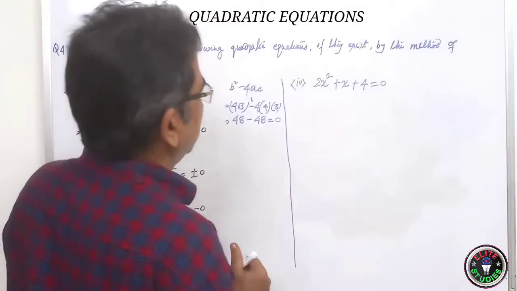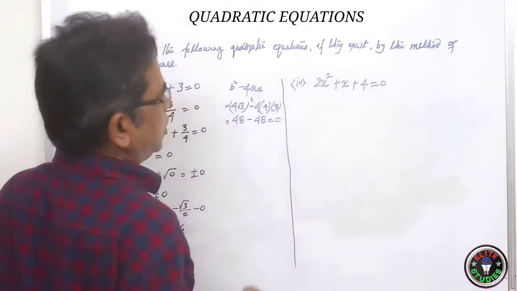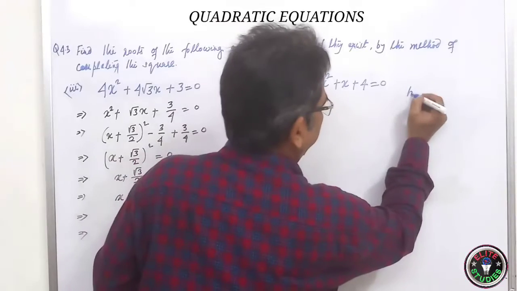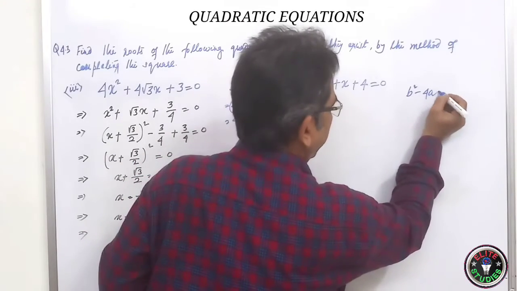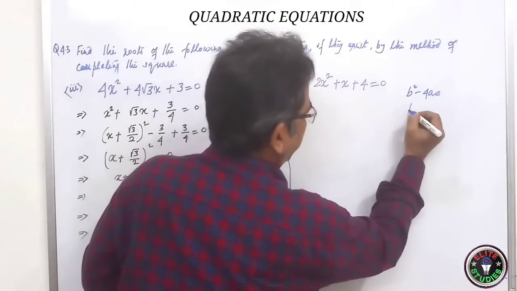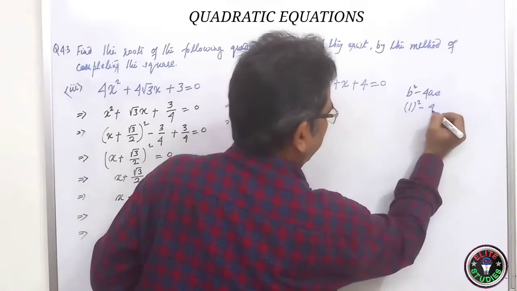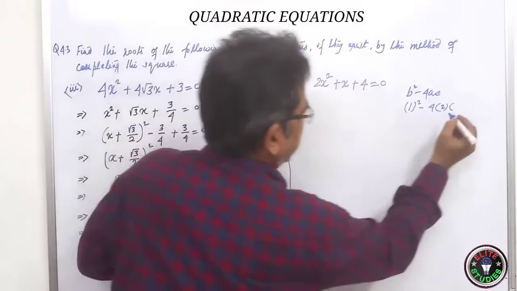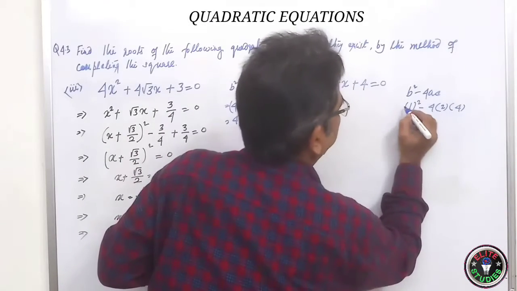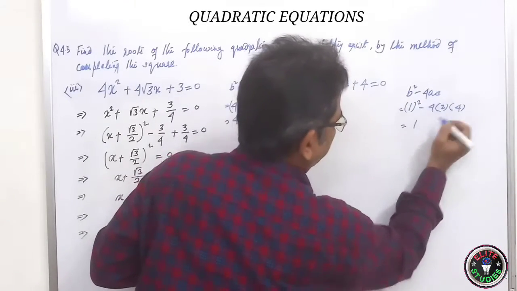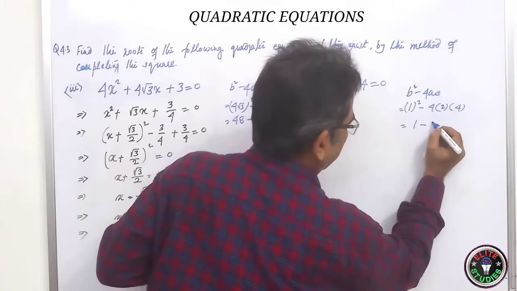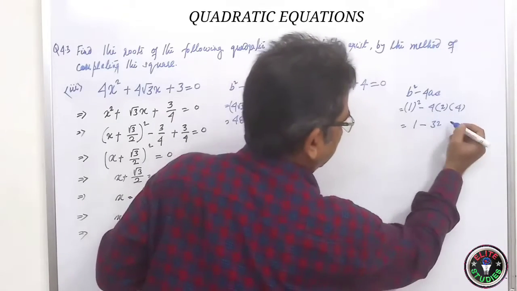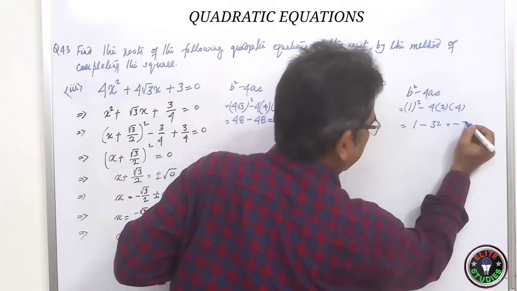Now here again, you have to check whether the roots exist or not. So again, b square minus 4ac. What is b square? b is 1, square, minus 4, a is 2, and c is 4. So 1 minus 4 times 2 times 4, that is 32, which is equal to minus 31.